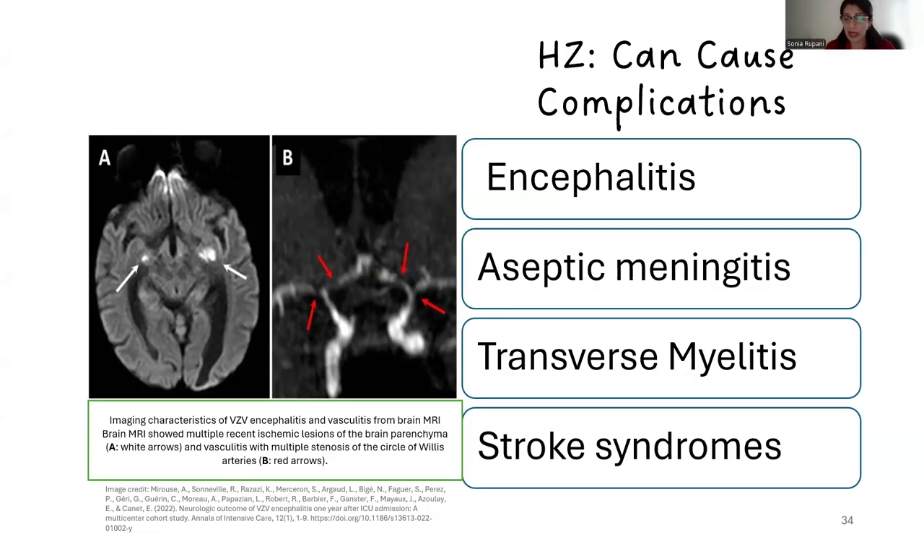And then stroke syndrome has also been described, where because of the herpes zoster virus infection of their cerebral arteries, the larger and the smaller ones, it can cause stroke syndromes in these individuals. This picture here is an MRI showing varicella zoster virus encephalitis and vasculitis. We see these white lesions, these are ischemic lesions, and then we see stenosis shown by these red arrows. And this is the circle of Willis.